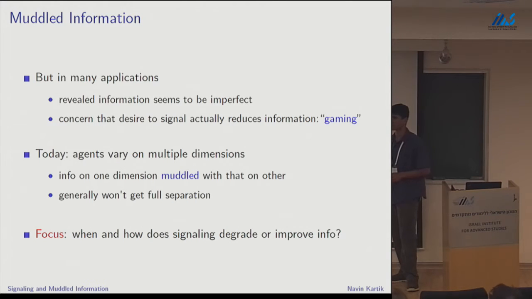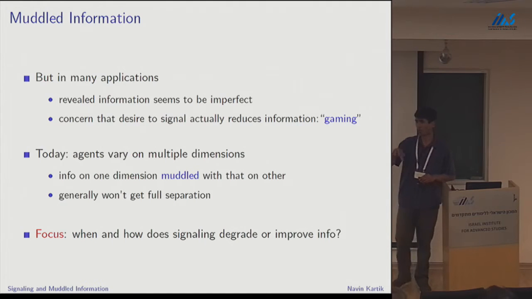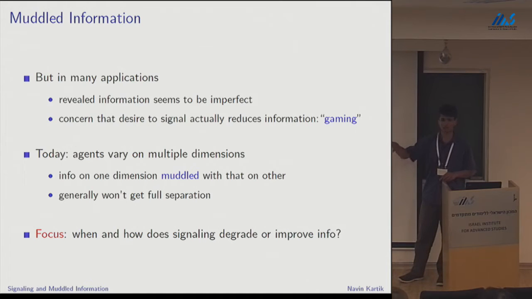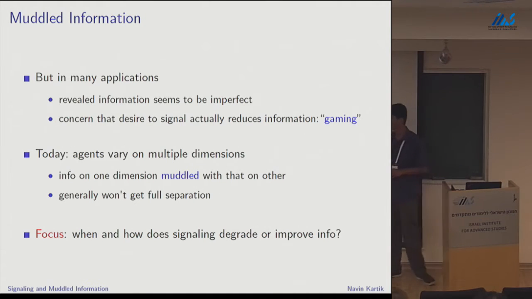So what I want to talk to you about today is a family of models in which the agents are going to vary on multiple dimensions. So it's going to be multidimensional signaling. The relatively unsurprising part of this is that quite naturally, under natural assumptions, the information that the market gets about one dimension of an agent's type is going to be muddled with information about another dimension. So that's the muddled information part. And in general, one won't get full separation here.